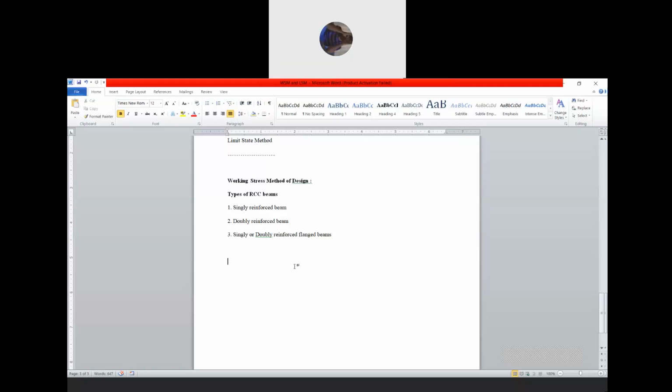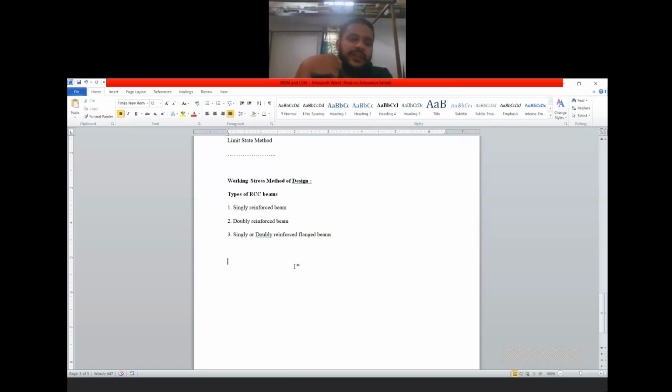Sir, both tension and compression. Yeah, good. Doubly reinforced beam means we will provide reinforcement both in the tension zone as well as in the compression zone. So in a singly reinforced beam, we will provide reinforcement only in the tension zone, but in a doubly reinforced beam, we will provide reinforcement both in the tension zone as well as in the compression zone.